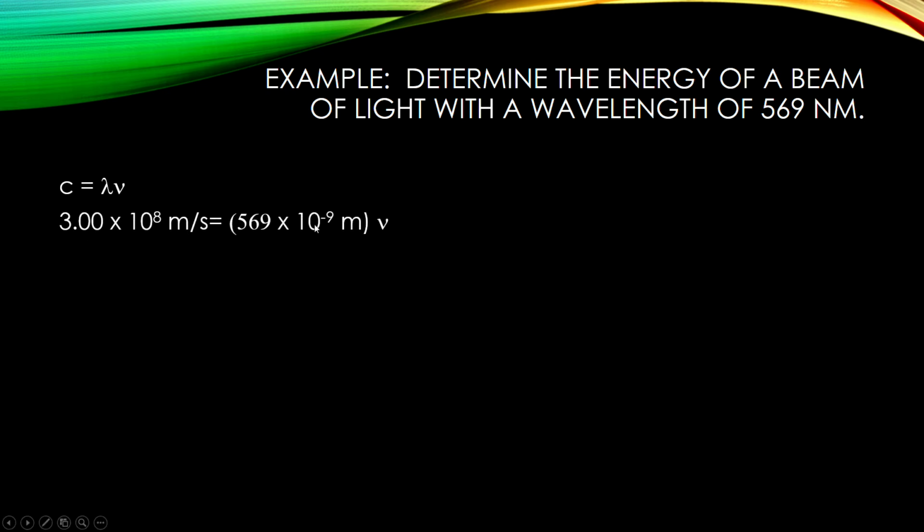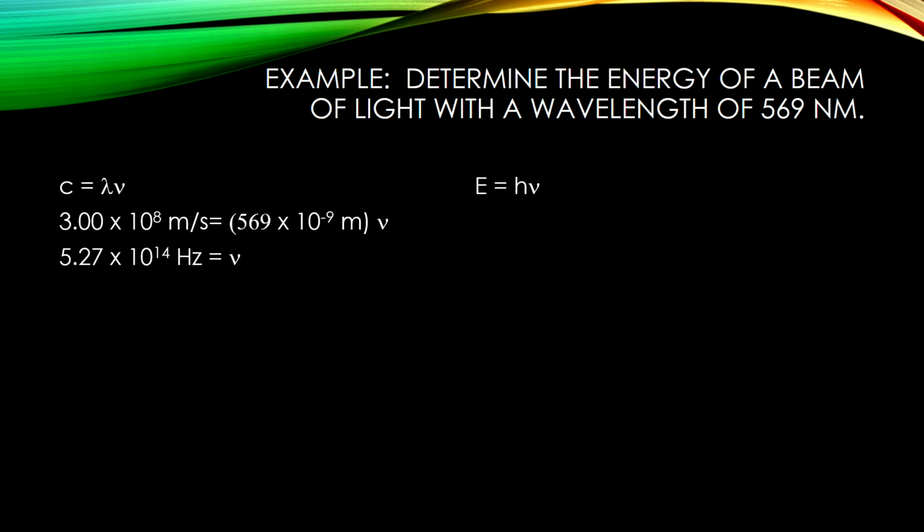So we just take 569, and we know nano is times 10 to the negative ninth, and that's how we change it. I know this is not correct scientific notation. Just run with it because we only need it during the problem. So when I rearrange that and solve it, I get my frequency is 5.27 times 10 to the 14 hertz. Now I can use that and my energy equation from Planck and actually solve that.